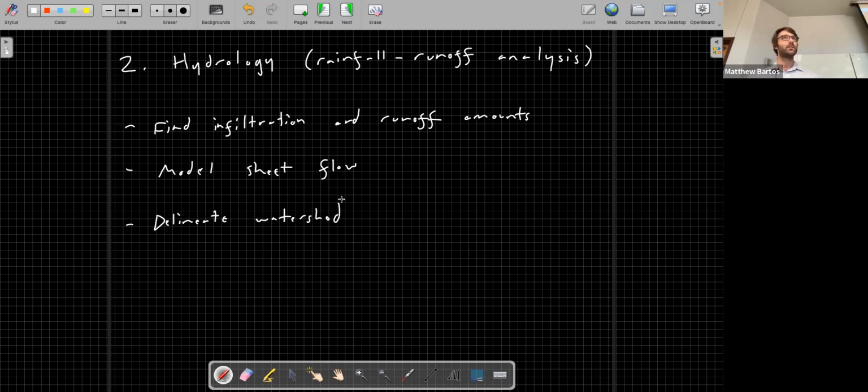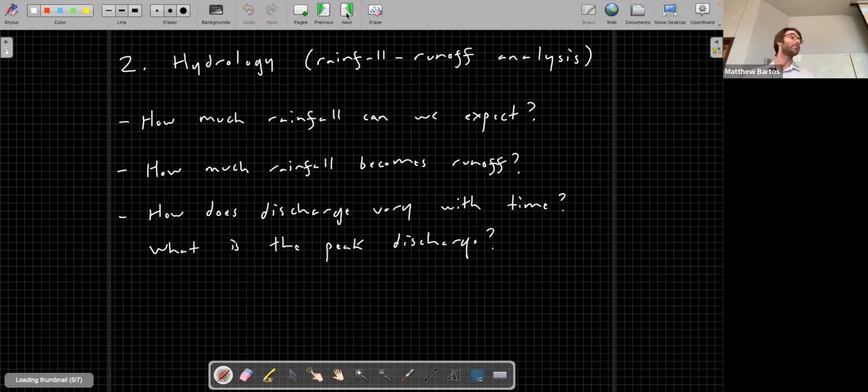Kind of more broadly, though, we wanted to understand how much water our stormwater infrastructure needs to handle, right? So in the hydrology part of the course, we were concerned with estimating the amount of flow that our stormwater infrastructure is going to need to accommodate. So for instance, how much rainfall can we expect in a given area? How much of that rainfall actually becomes runoff? And how does that runoff route over the landscape? So what are the time dynamics of that runoff? How fast does the peak occur? And what is the peak discharge that we need to expect?